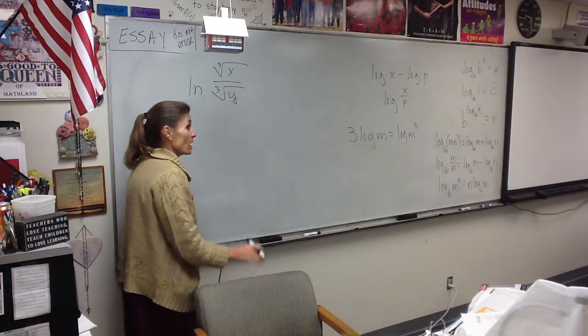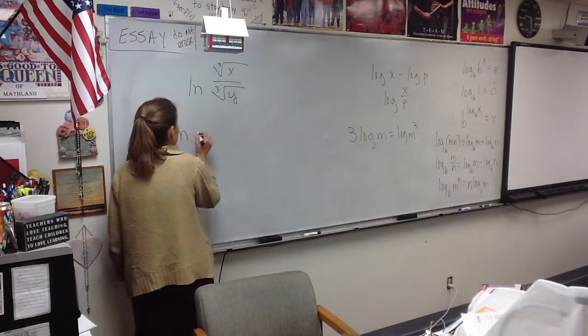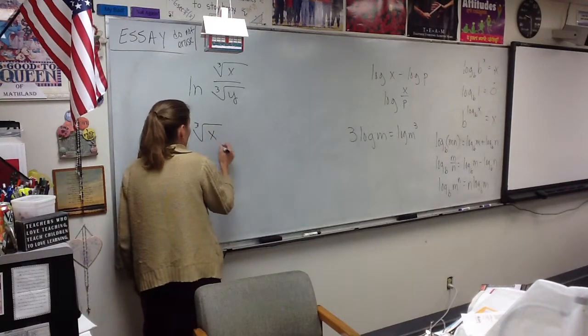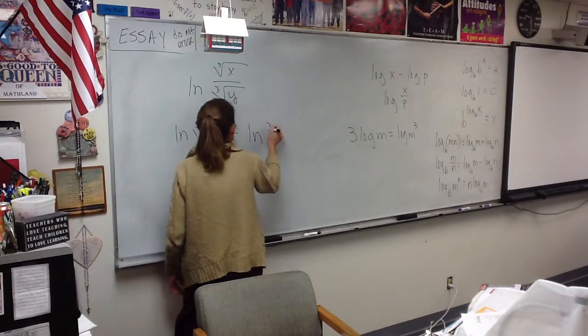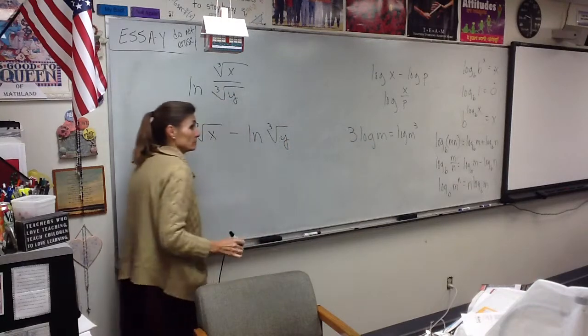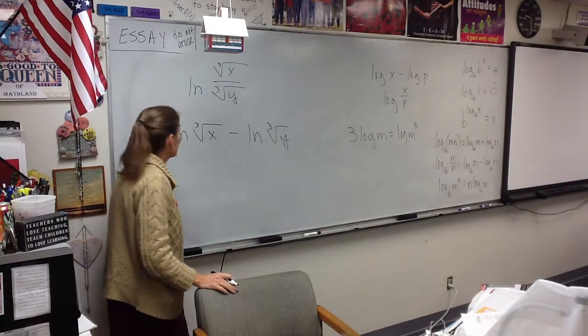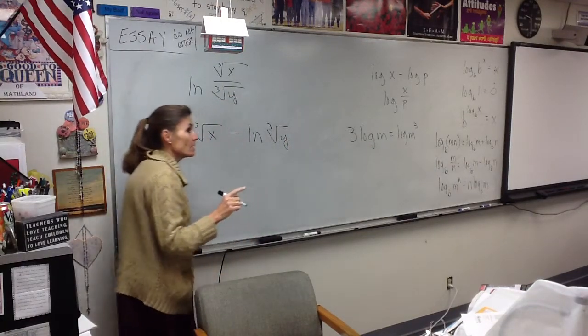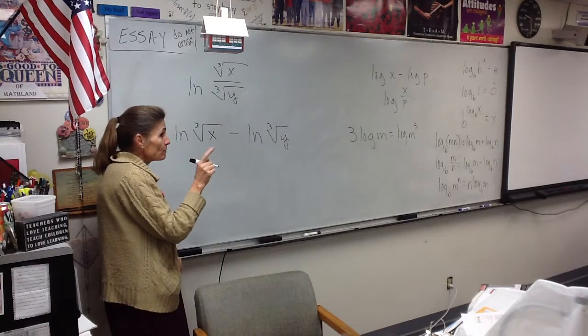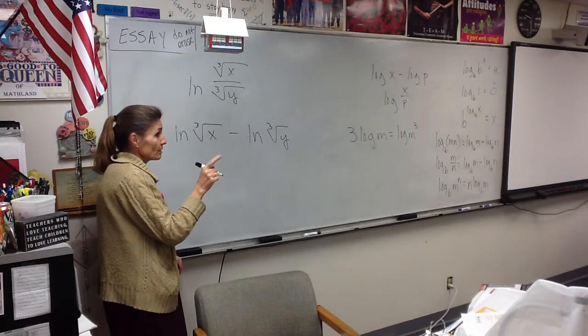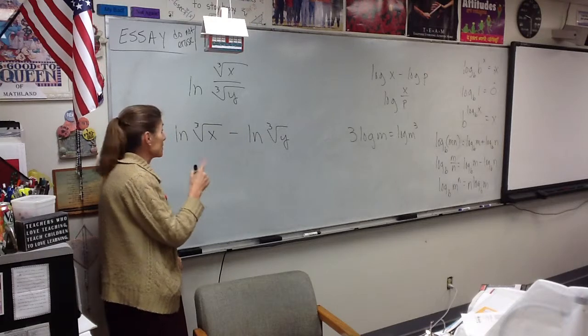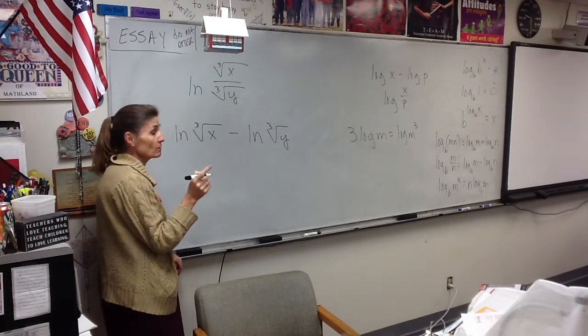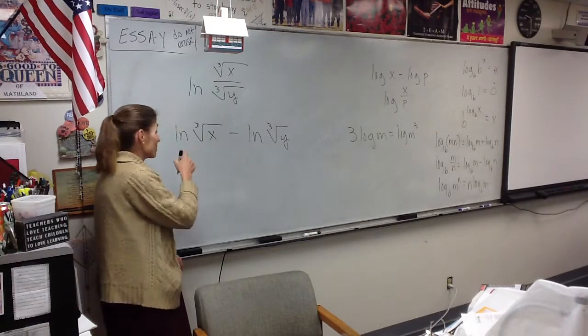You can make it a subtraction problem, so it would be ln cube root of x minus ln cube root of y. Can you make it a 3 ln? Okay, it wouldn't be a 3. What you need to do is get rid of those radicals. Remember, there's no radicals in logarithm land, folks. So we got to get rid of those.